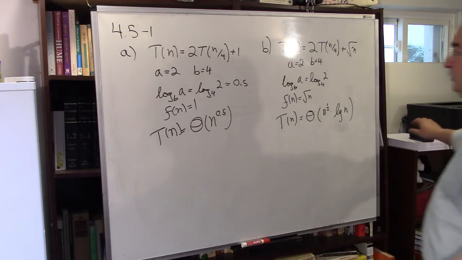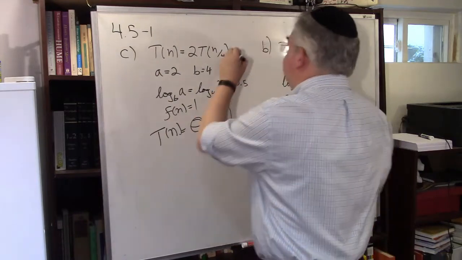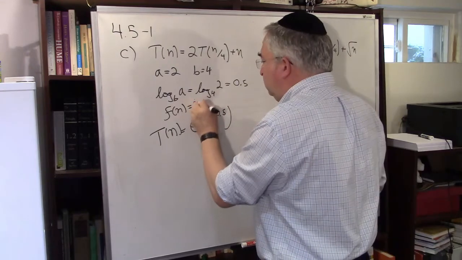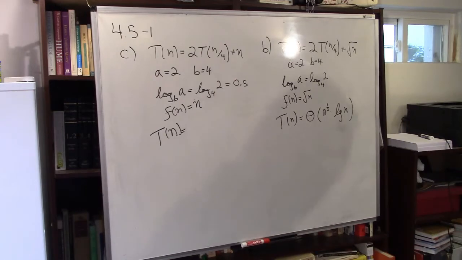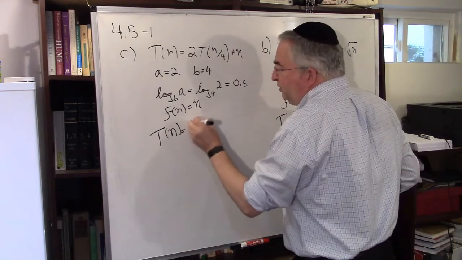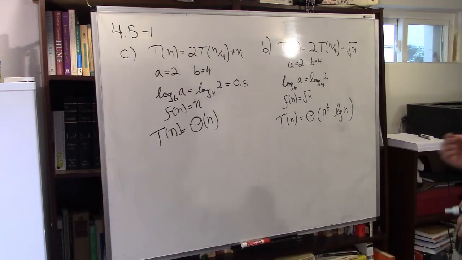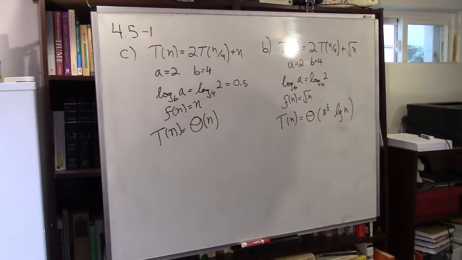Great. Let's do number C. This is plus n. Okay, we got the same thing. So this is plus n. Now we have the third case, and basically the third case says T of n is equal to theta of n. That takes care of that. So that's three different examples with the same a and b, but with different functions, and we want you to see both possibilities.